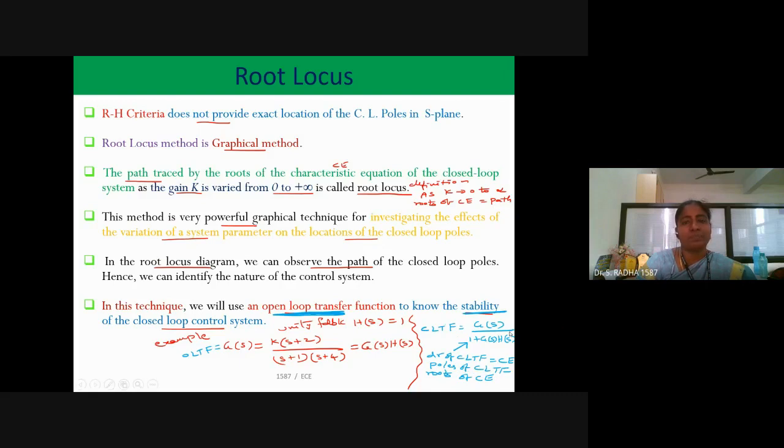That is the procedure. And the path of the closed loop poles, how the location of the denominator roots or poles moves, that we will analyze. That is called the path of the closed loop poles. And one more thing I want to tell is about the k value. You can see the fourth point, variation of system parameter. System parameter or k value is one and the same, and the k value will vary from 0 to infinity.